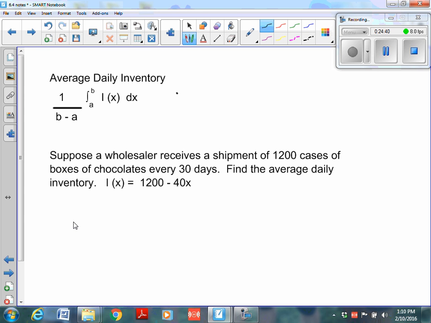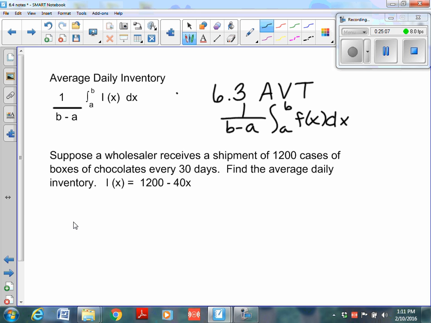Okay, the average daily inventory. Do you remember the average mean? Or the average value theorem from last section, 6.3? 6.3 was the average value theorem. Do you guys remember the formula? It was basically 1 over b minus a, the integral from a to b of f of x dx, correct?